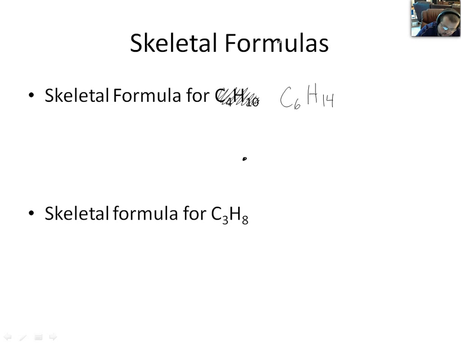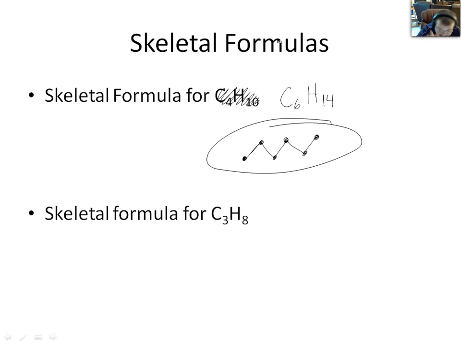I'm going to start out with a point, and I'm going to go 1, 2. This is 2 carbons. 3, 4, 5, 6. 1, 2, 3, 4, 5, 6. That's my skeletal formula for C6H14. I'm just lining all of the carbons out in a row. We're just dealing with straight chain alkanes right now.